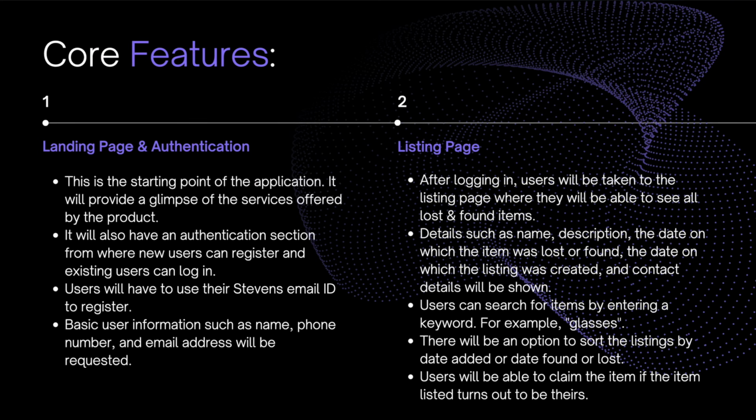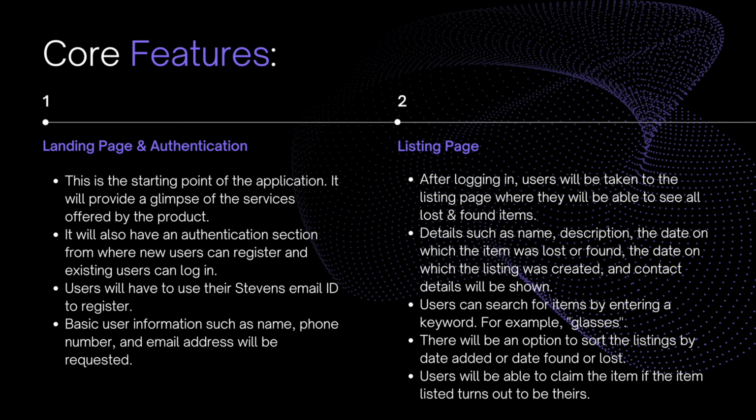The product will feature a landing page, the starting point of the application. It will provide a glimpse of the services offered by our product. It will also have an authentication section from which new users can create accounts and existing users can log into the website in order to access our services. Users will be required to use their Stevens email ID to register. Basic information such as name, phone number, and email ID will be requested.